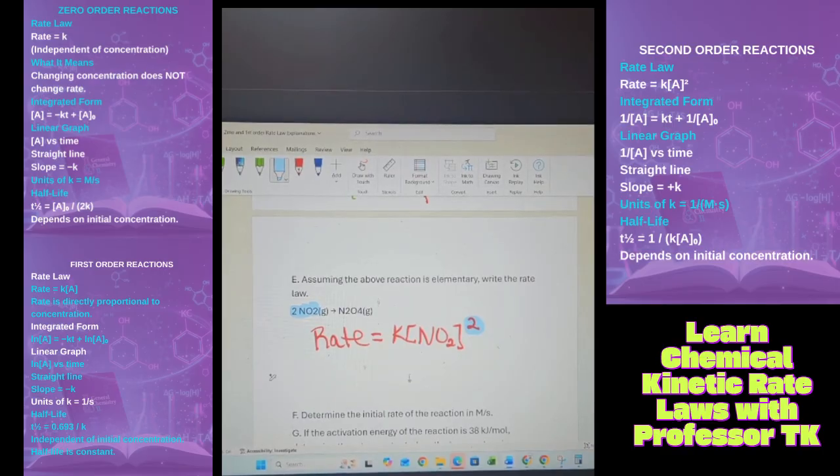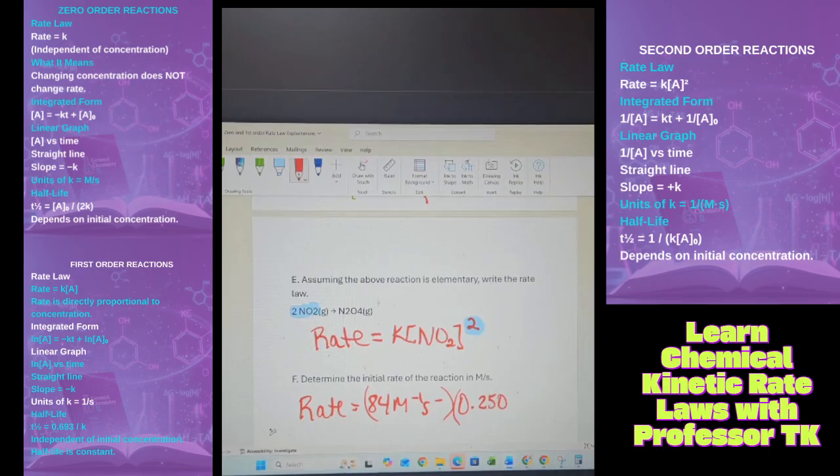And then they want you to determine the initial rate of the reaction. All right, we can do that. Right here, we're going to use our formula. Since they're asking you to find the rate, all you're going to do is take that 84 that they gave you from above, per molarity per second, and then multiply that times the concentration that they gave you, 0.250. They gave that to you earlier. That was in molarity, but you have to square that.